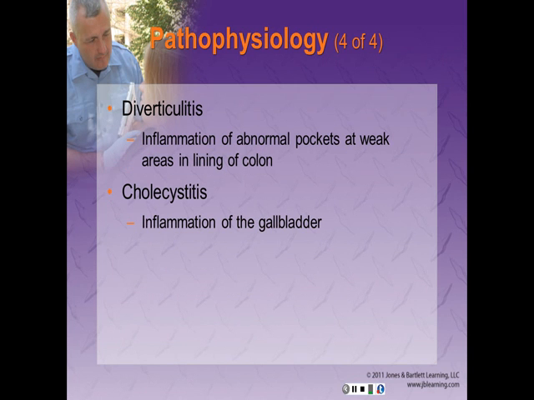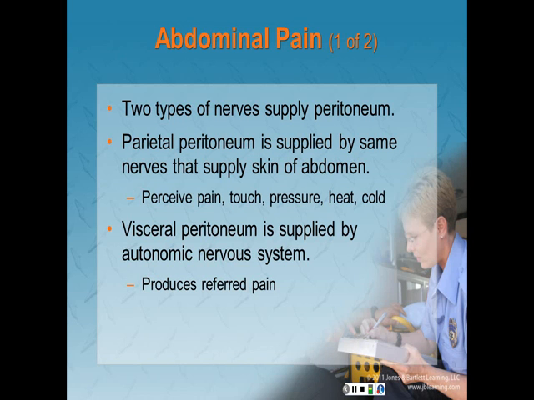Diverticulitis is inflammation of abnormal pockets at weak areas in the lining of the colon, with left lower quadrant pain and substantial elevation in temperature. Cholecystitis is an inflammation of the gallbladder, and you have right upper quadrant pain and a substantial elevation in temperature. Acute appendicitis is where there is right lower quadrant pain and the patient's temperature may be normal.